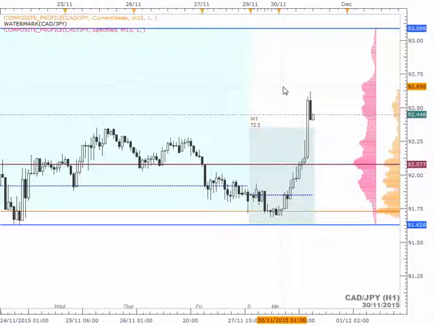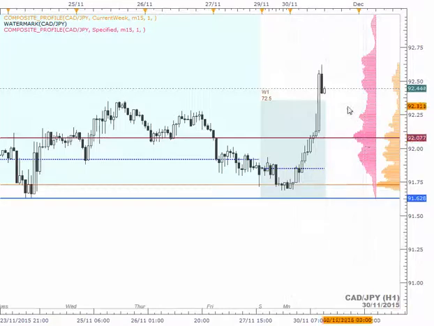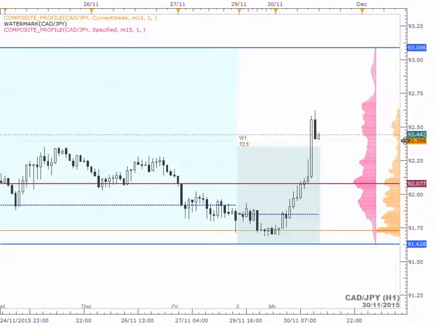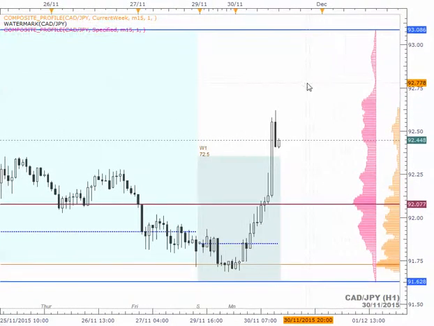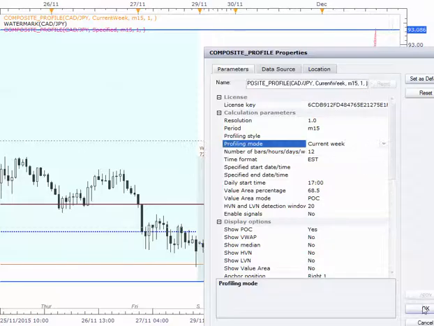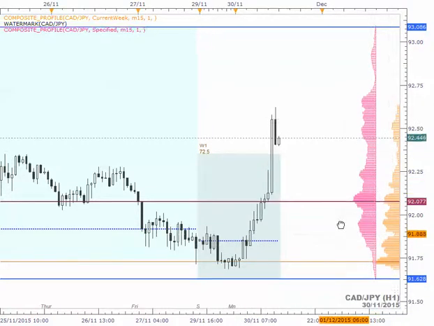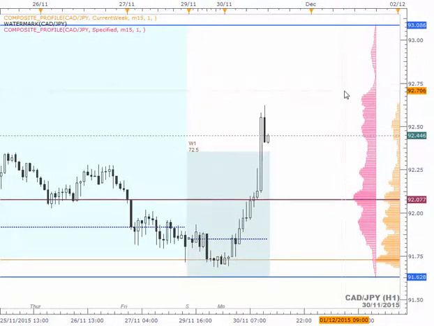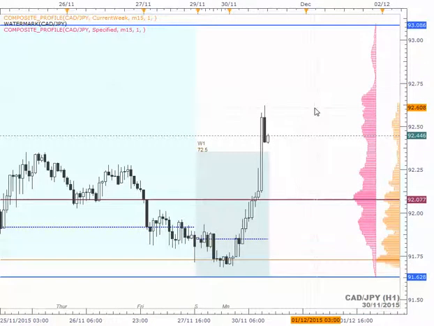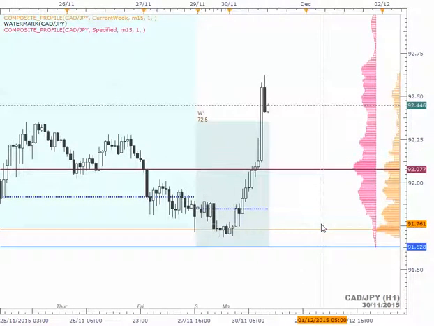Now, what would be high probability entry points? One would be, I need to find the low volume levels on the profile. I'm going to just disable the current week for a moment. The current week is in orange. What's more important for me to be looking at here is the previous period, and in this case, the previous 2 weeks volume profile.